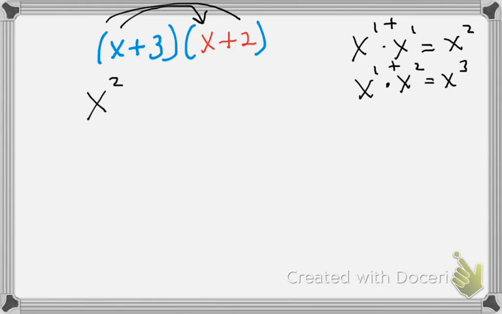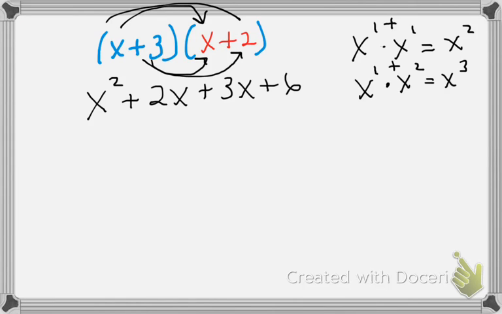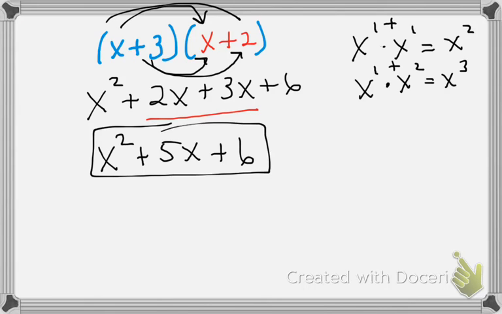So x times 2 would be 2x. And then 3 times x would be 3x. And then 3 times 2 would be 6. Then we combine our like terms. In the middle here are our like terms, they're both x's. So I would rewrite it as x squared plus 5x plus 6, and this would be our answer. Otherwise, we're just doing the distributive property.